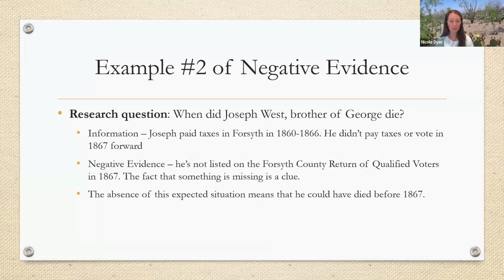Now, for our example number 2 of negative evidence, let's say we had a different research question. When did this hypothetical Joseph West, brother of George, die? So let's change our facts. So let's say we only had information that he paid his taxes until 1866 in Forsyth, and then he didn't pay taxes or vote in 1867 forward. That's negative evidence because he's not listed on that qualified voters registry. The fact that something is missing is a clue. So his name is missing from that record, and then it gives us evidence that he could have died before 1867, the absence of that expected situation.